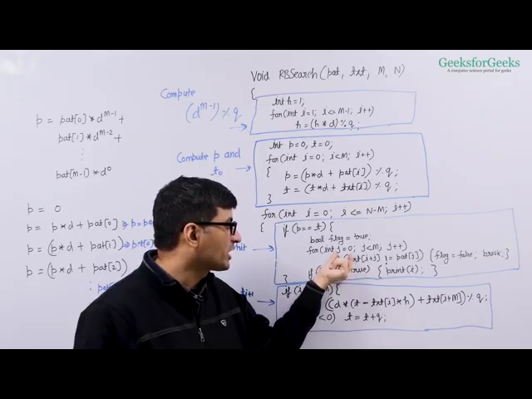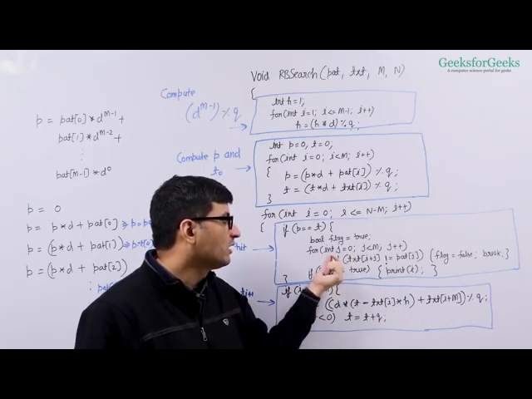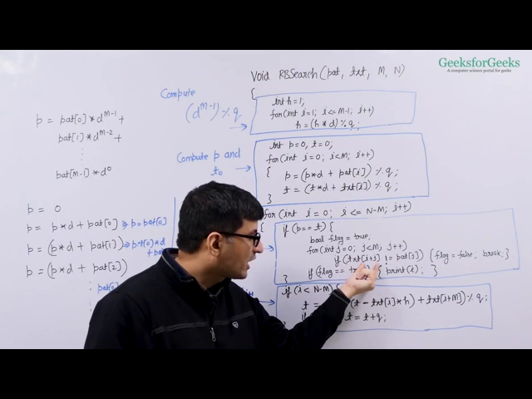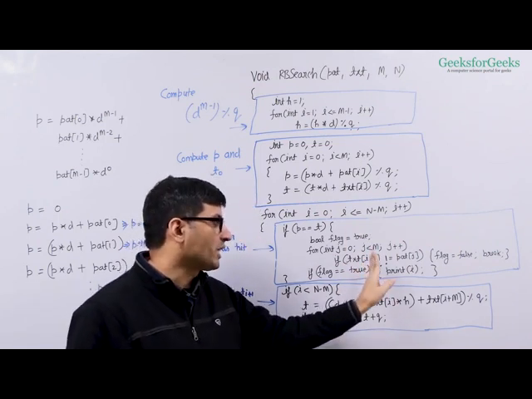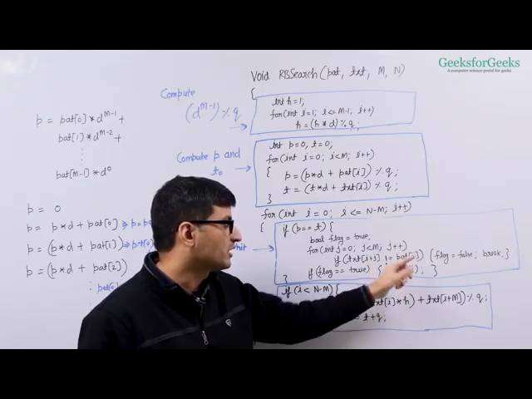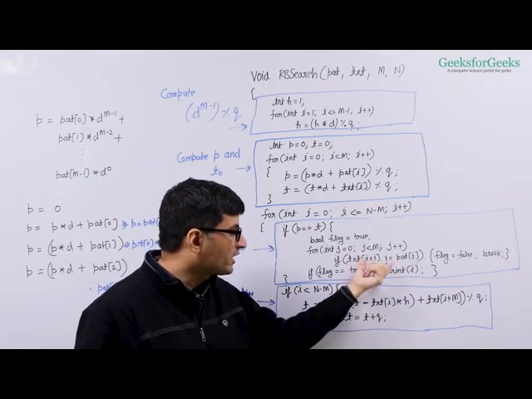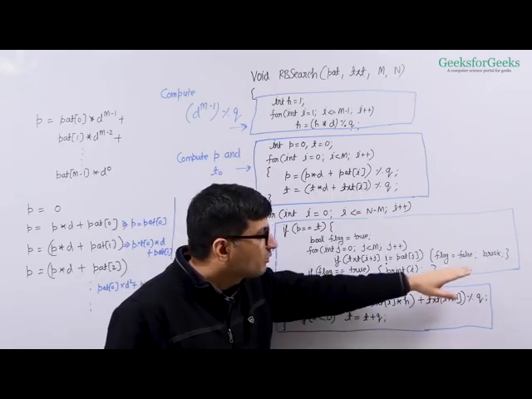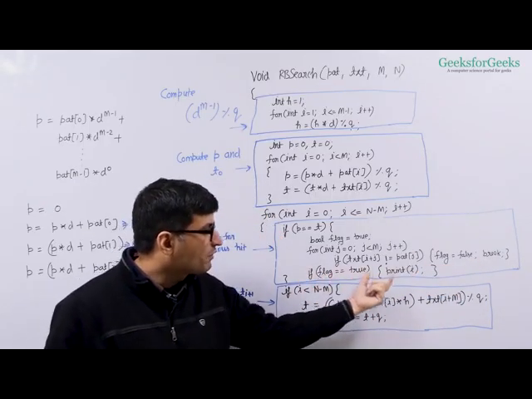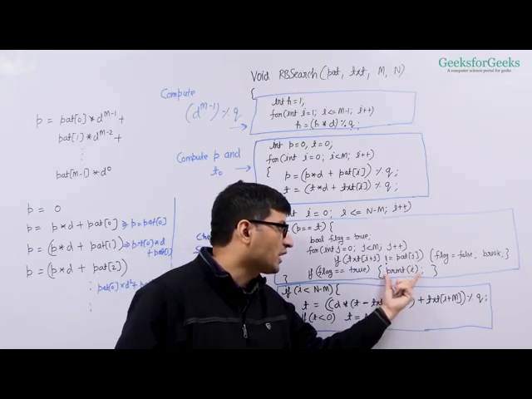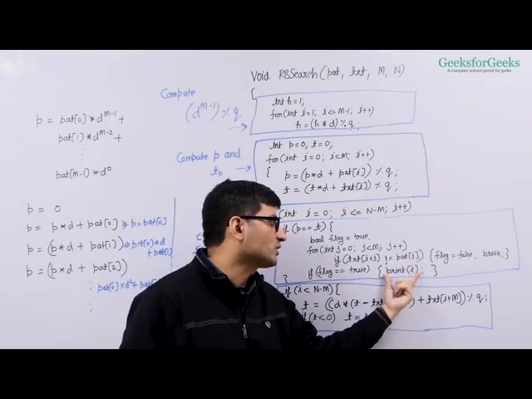We run a loop for j equal to 0 to m minus 1. We compare the character text[i + j]. We are at window i, so we need to shift by i in the text and with pattern[j]. At any moment, if we find that these two characters are not matching, we set the flag as false and break. If the flag remains true, we found the pattern at shift i. So we print i as part of the result.